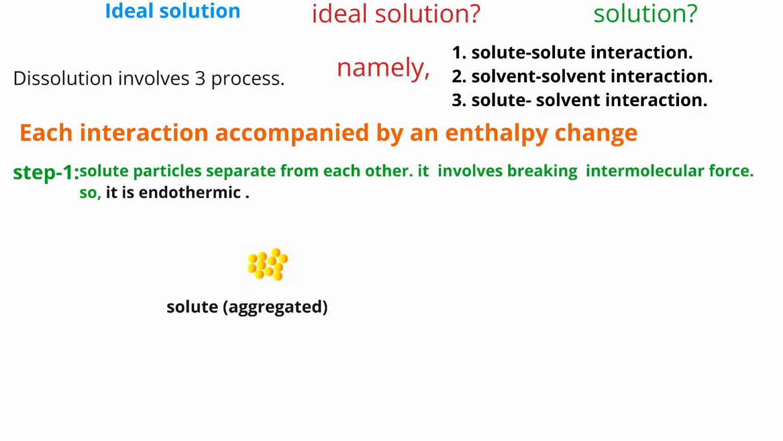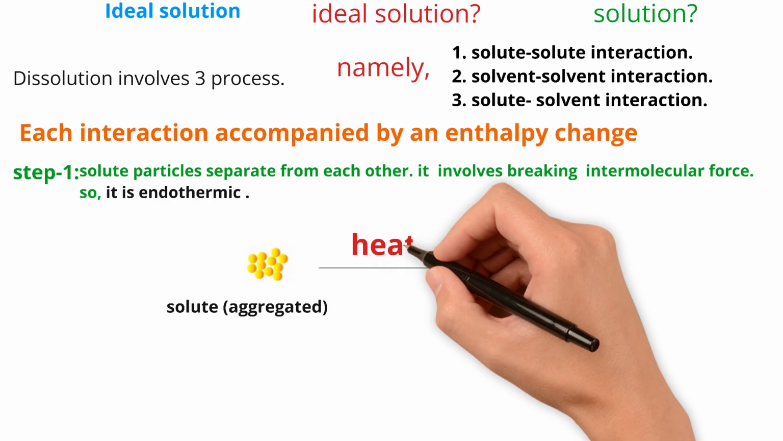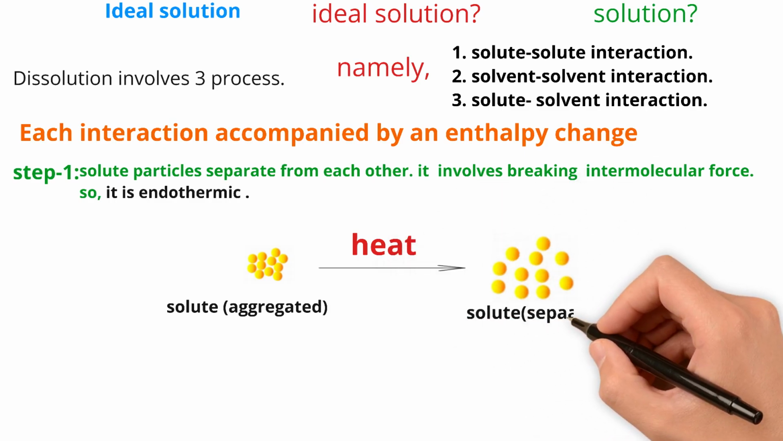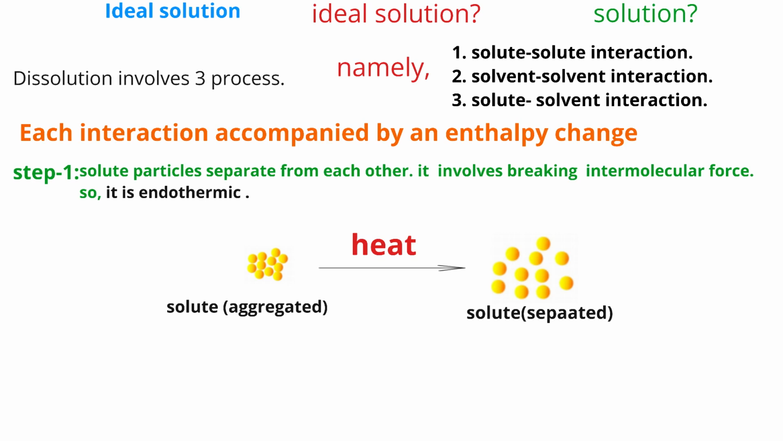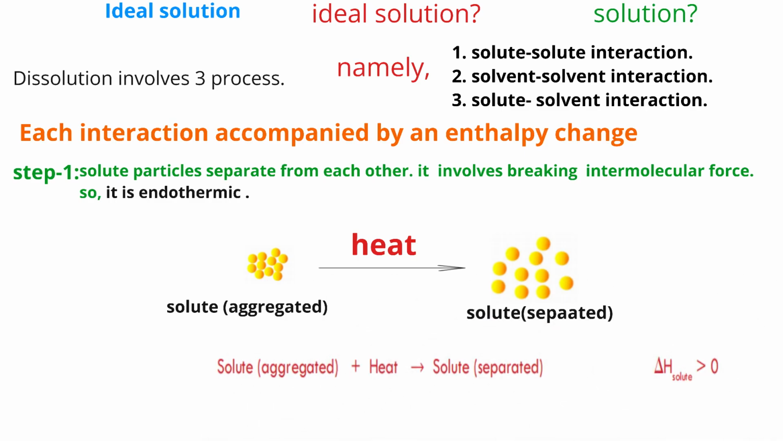Now this one is a solute particle. They are aggregated together. They are packed together. To separate the solute particles, we need to exert heat. Finally, the solute particles separated. As we see, the solute particles here are separated and they are far apart from each other. Solute aggregated plus heat gives solute separated, and the process is endothermic because the enthalpy change of the solute is greater than zero.